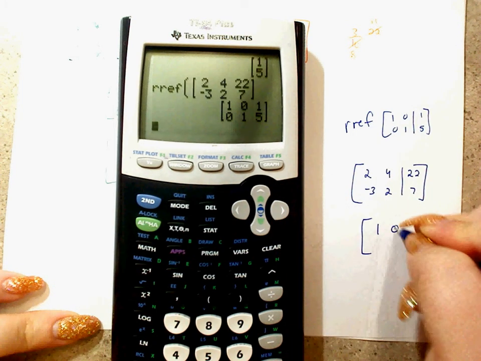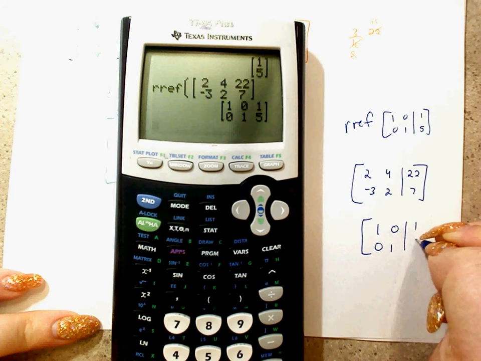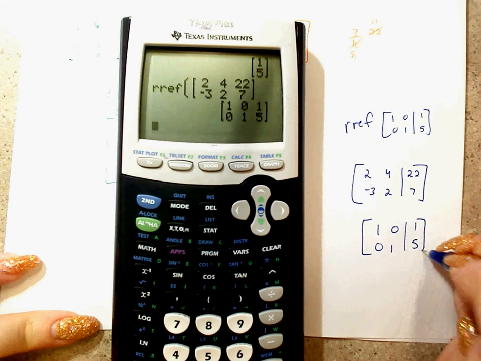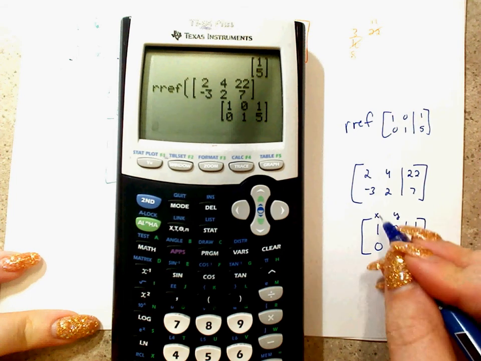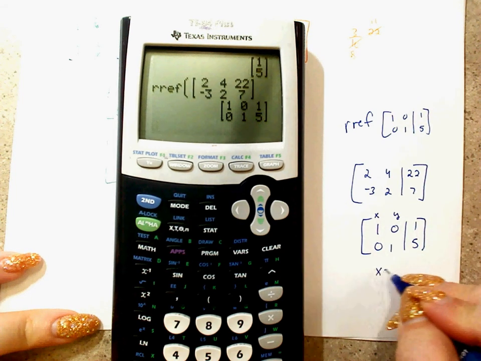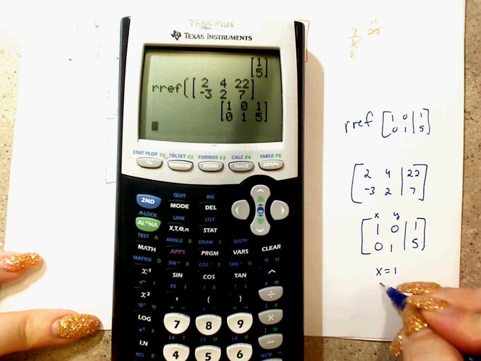And they don't put the bar there, but that's what that means when you're dealing with an equation. So this stands for x, and this is y. So 1x plus 0y equals 1. So x equals 1. 0x plus 1y equals 5. So you get x equals 1 and y equals 5.